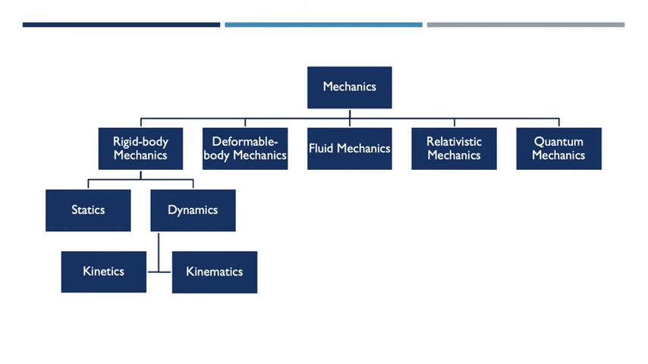Rigid body mechanics is subdivided into statics, or the mechanics of objects at rest or moving at constant velocity, and dynamics, or the mechanics of objects in accelerated motion. Dynamics is further subdivided into kinematics and kinetics. Kinematics deals with the description of motion, whereas kinetics deals with the forces that cause or tend to cause changes in motion.